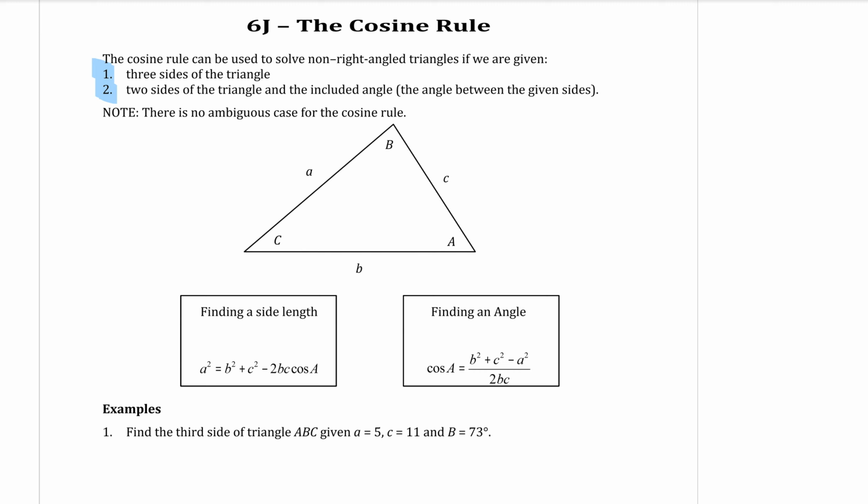There is no ambiguous case for the cosine rule because only sine is positive for obtuse angles in that second quadrant. So we don't have to worry about that for the cosine rule.